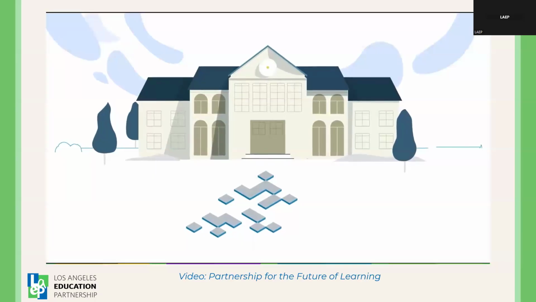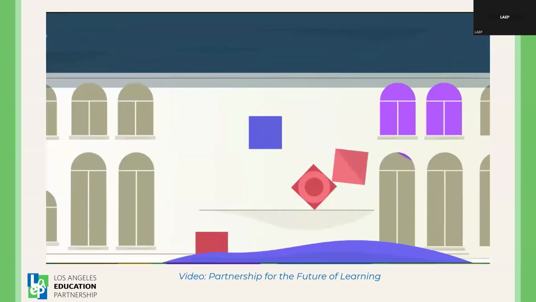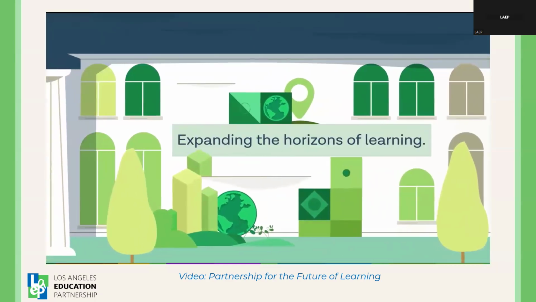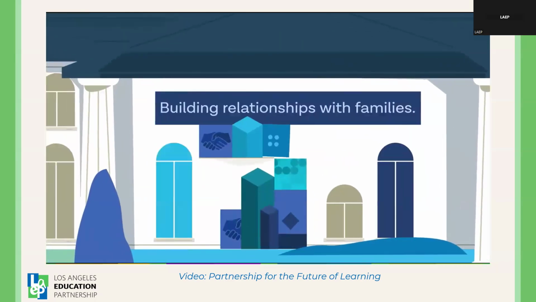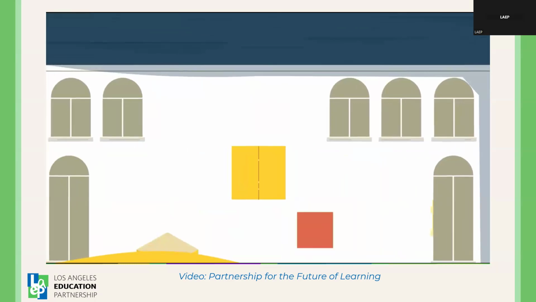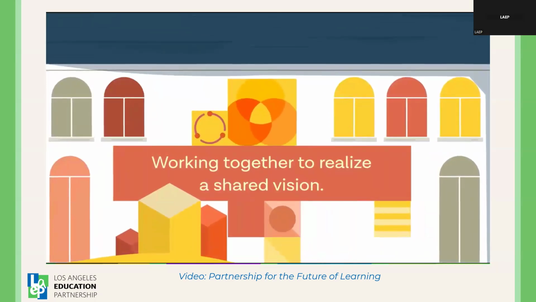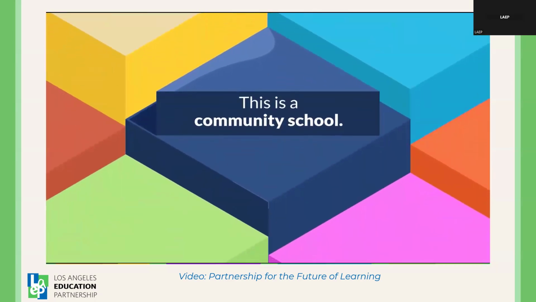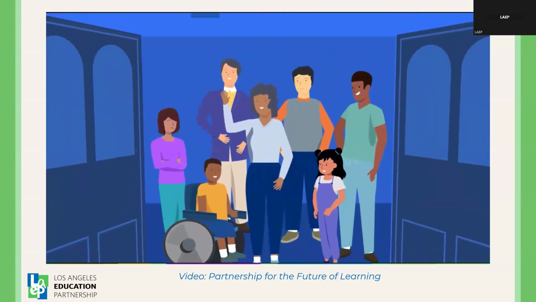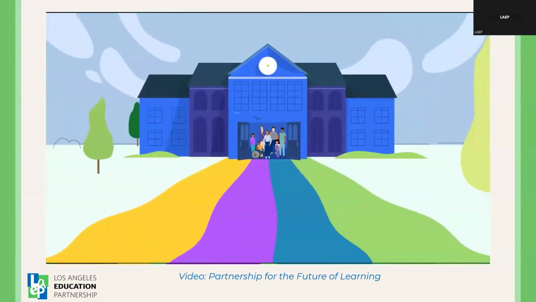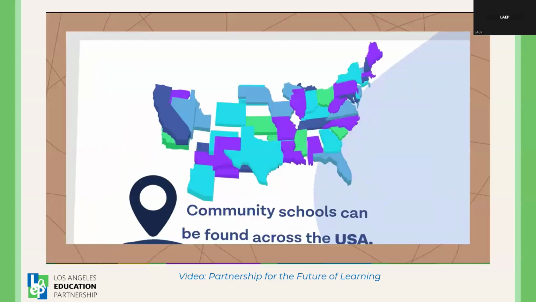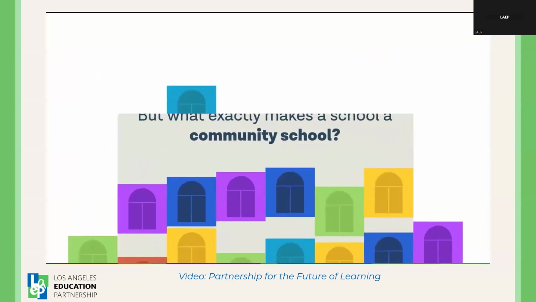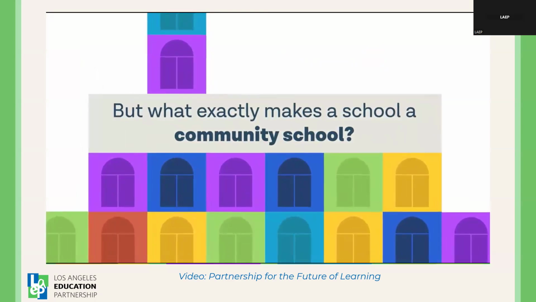What makes a school a great school? Caring for the whole child, expanding the horizons of learning, building relationships with families, working together to realize a shared vision. This is the school every student needs. This is a community school. Community schools are public schools that partner with stakeholders to create the conditions students need to thrive. Community schools can be found across the United States, and their numbers are growing fast. But what exactly makes a school a community school?